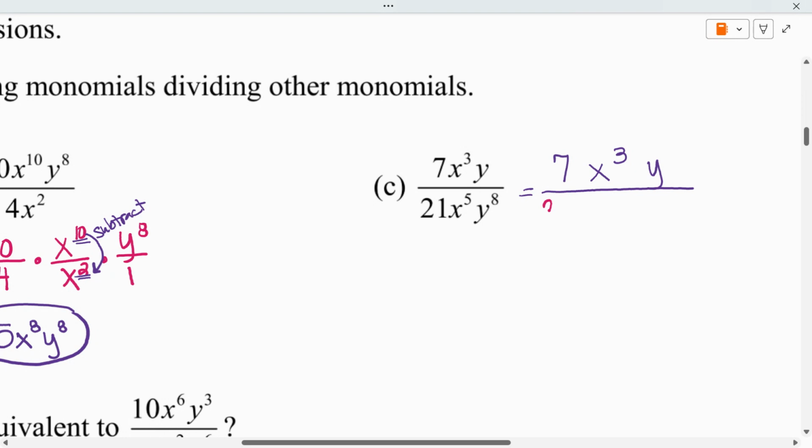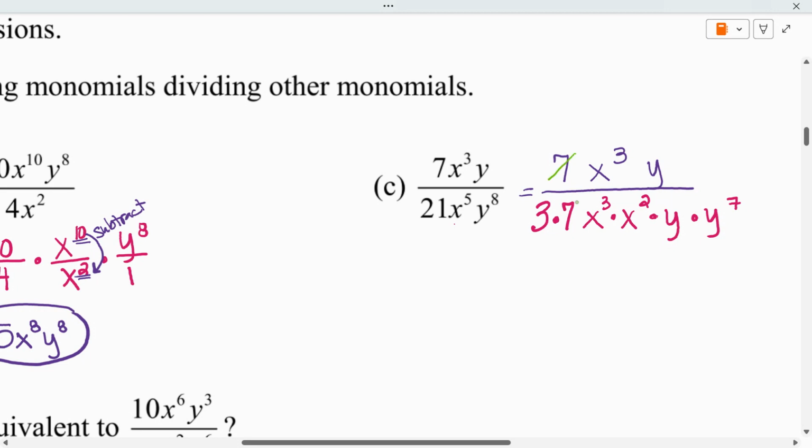Now let's focus on our denominator. 21 is the same thing as what times 7? 3 times 7. X to the 5th power is the same thing as what? And I want it to have an x cubed in it. So x cubed times x squared, because 2 plus 3 is 5. And y to the 8th power is the same thing as what? And I want it to have a y to the 1st power in it. Yeah, y times y to the 7th. Good job.